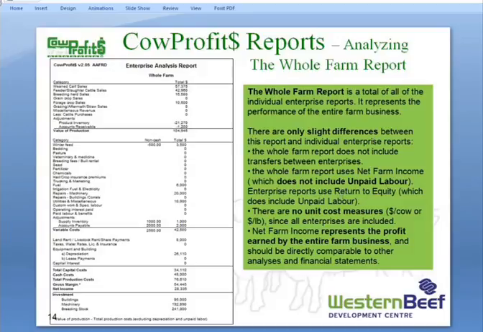The whole farm report doesn't include unpaid labor, and there are no unit cost measures. Notice there's nothing by the pound or by the ton or by the cow here, because it's the whole business. And the last difference here is that we talk about net income instead of return to equity down at the bottom. So net income again represents the profit earned by the entire farm business.